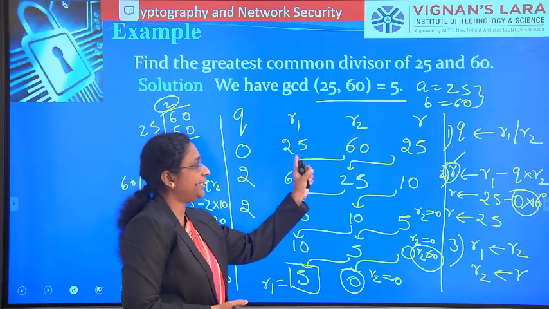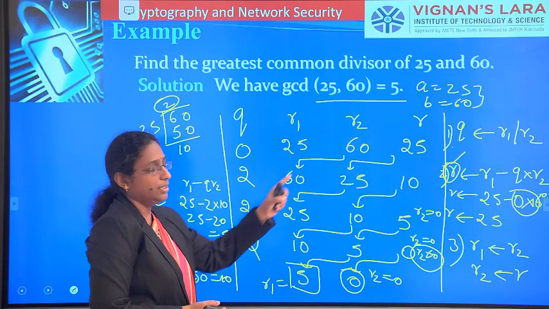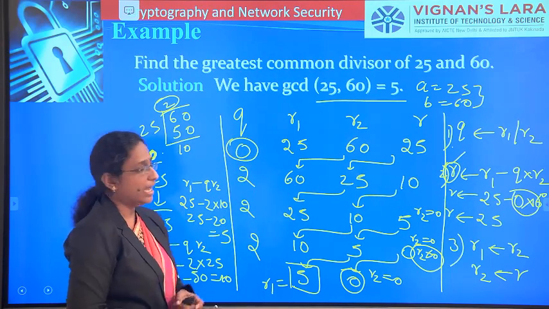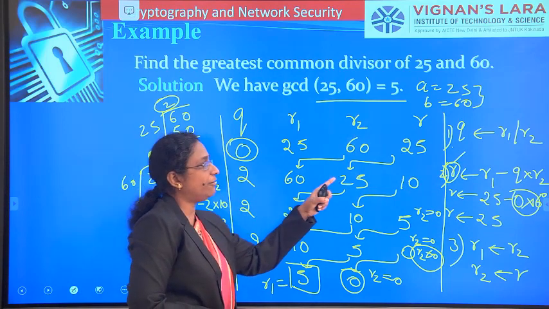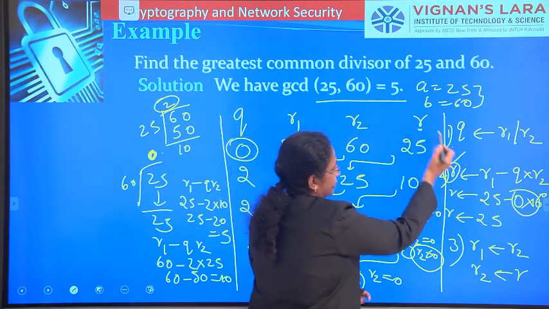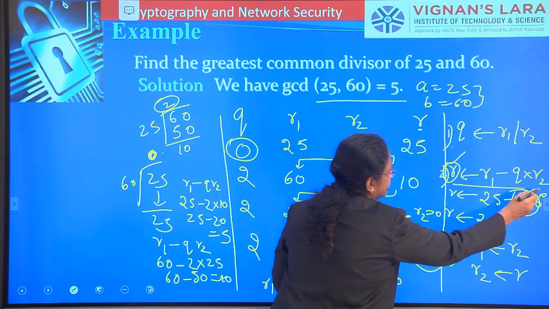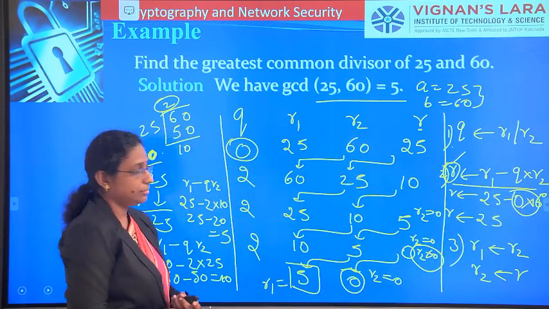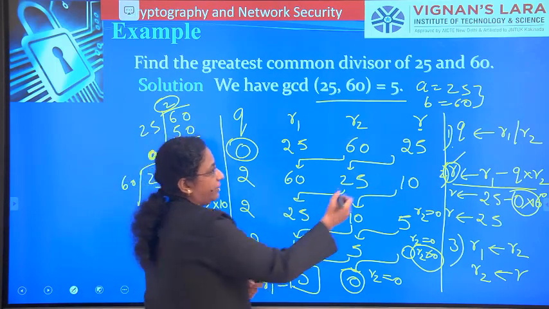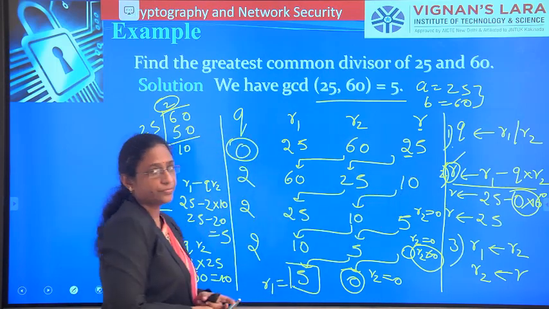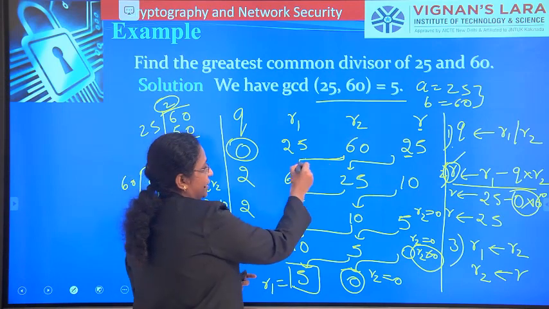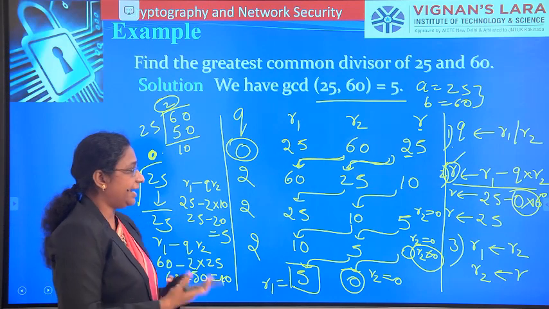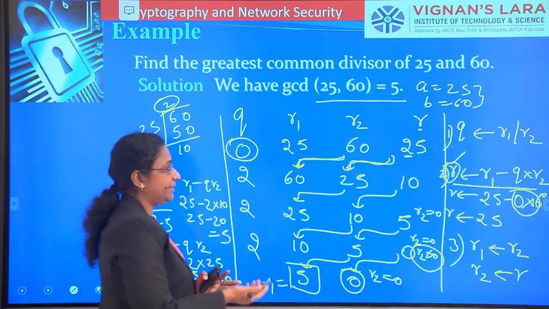After that, we are dividing R1 by R2, and whatever quotient we are getting, we will be writing here. After writing that quotient, we have to calculate the R value using the formula R equals R1 minus Q into R2. Whatever value we get, we write here. Then again we do the initialization part.